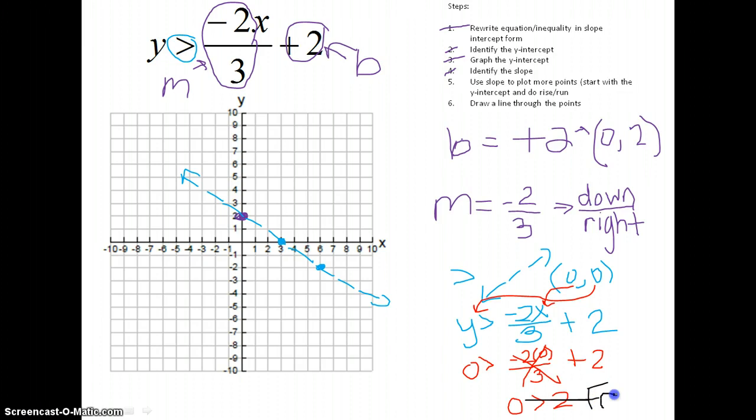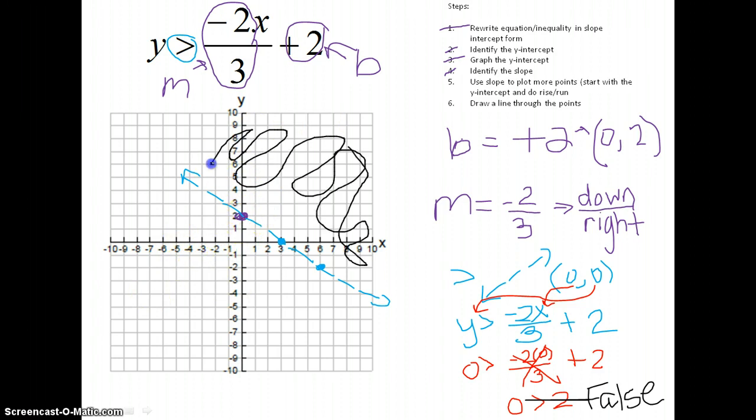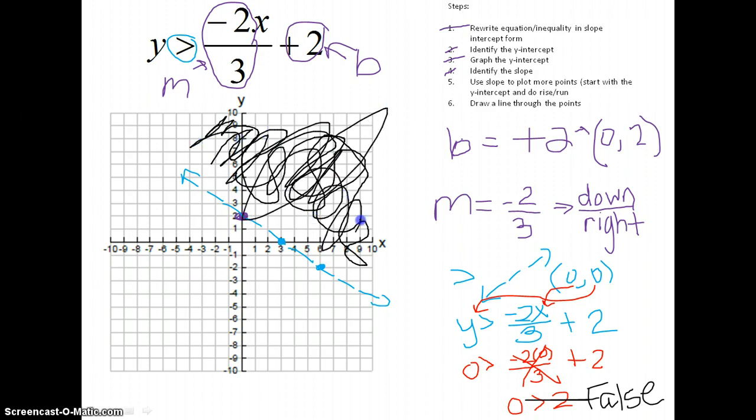So, since it is false, you shade in the area that does not contain that point. So since this down here, we're going to shade above. So we'll shade all of this area. Okay? So that would be the area that we shaded. So if it's false, you shade in the opposite direction. If it's true, you shade that area.